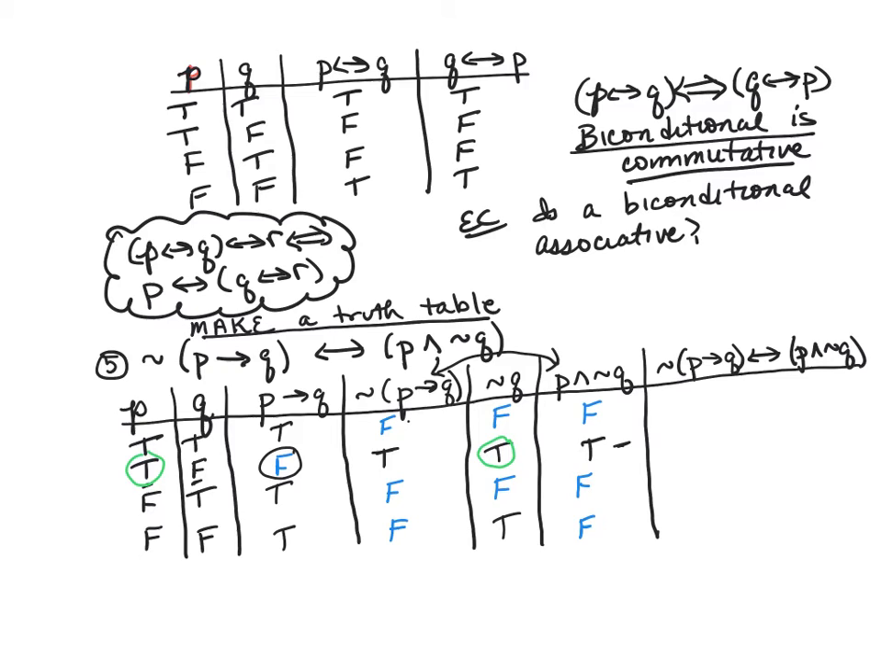Now, let's take a look at the biconditional. So when we take a look at these 2 columns that I put an arrow, notice that they have matching truth values. So this biconditional is always true. And if you recall in the previous video, a statement that's always true is called a tautology. But there's something special about this tautology.